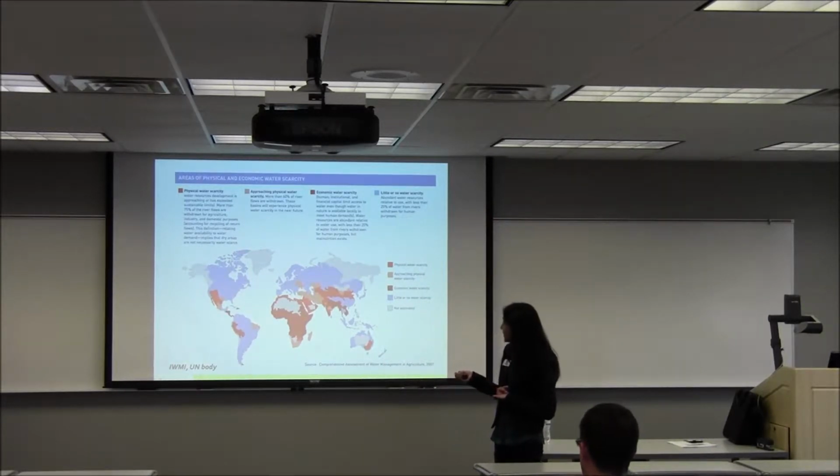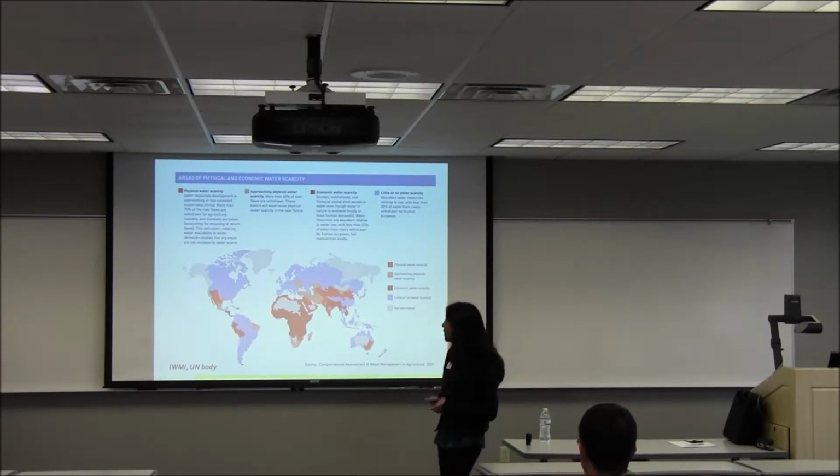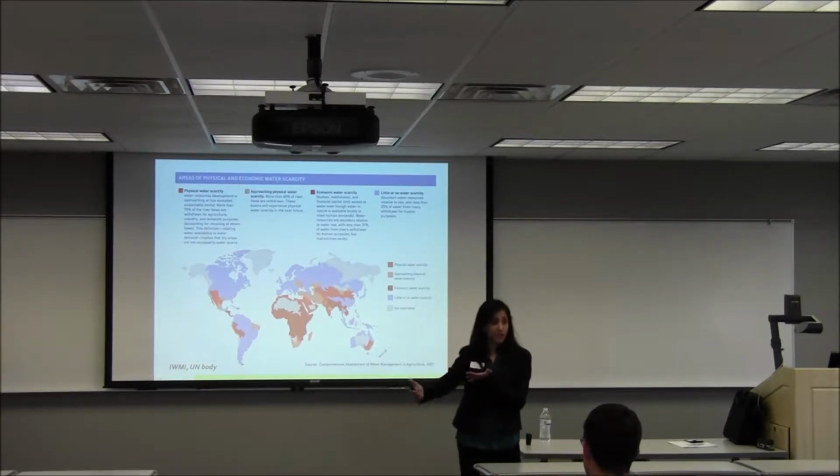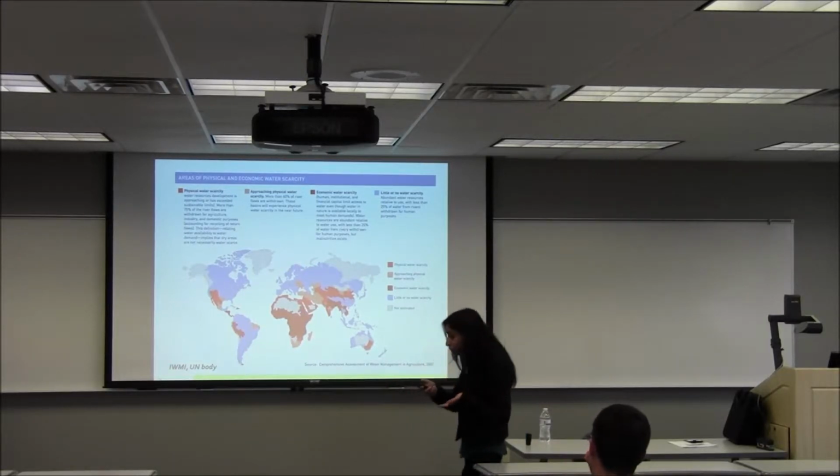Then these lighter orange shaded regions are approaching physical water scarcity, which are some parts of the US, you can see some parts here, and then some other portions up in East Asia, some parts in Africa. These are about 60% of the water flows withdrawn. So these are approaching physical water scarcity in the near future.